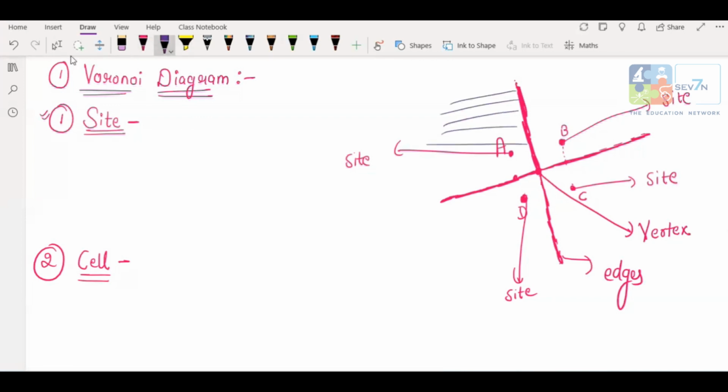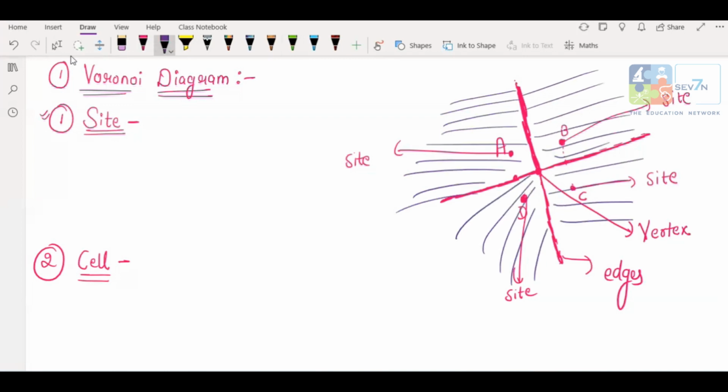And whatever the area in between 2 perpendiculars, these are your cells. You can say that this area is known as cell A, because in this area, site A is lying in this region. So this is cell A, this is cell B, this area will be your cell C, and this area will be your cell D. Correct? Any doubt?